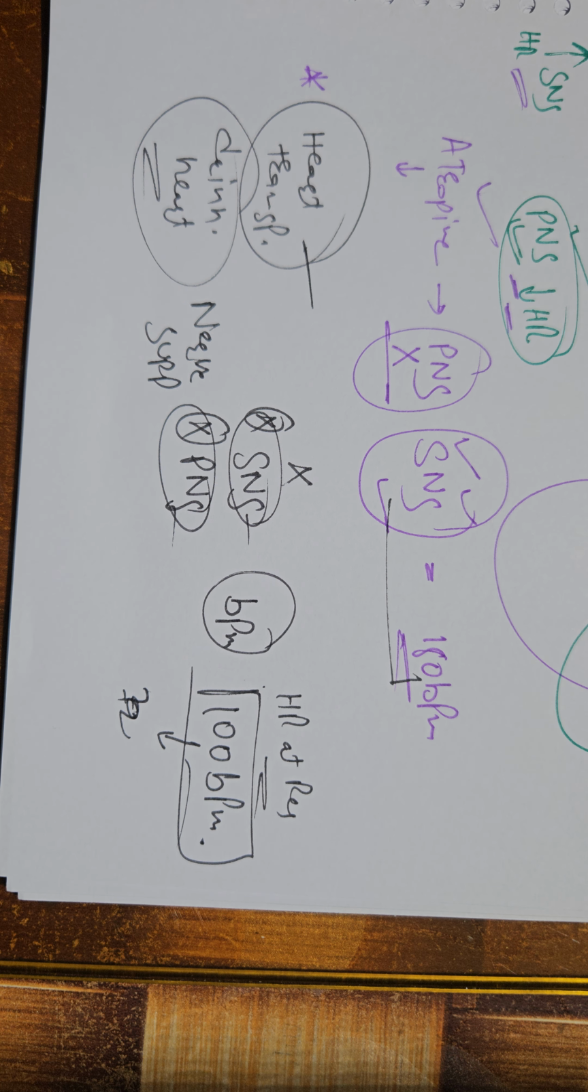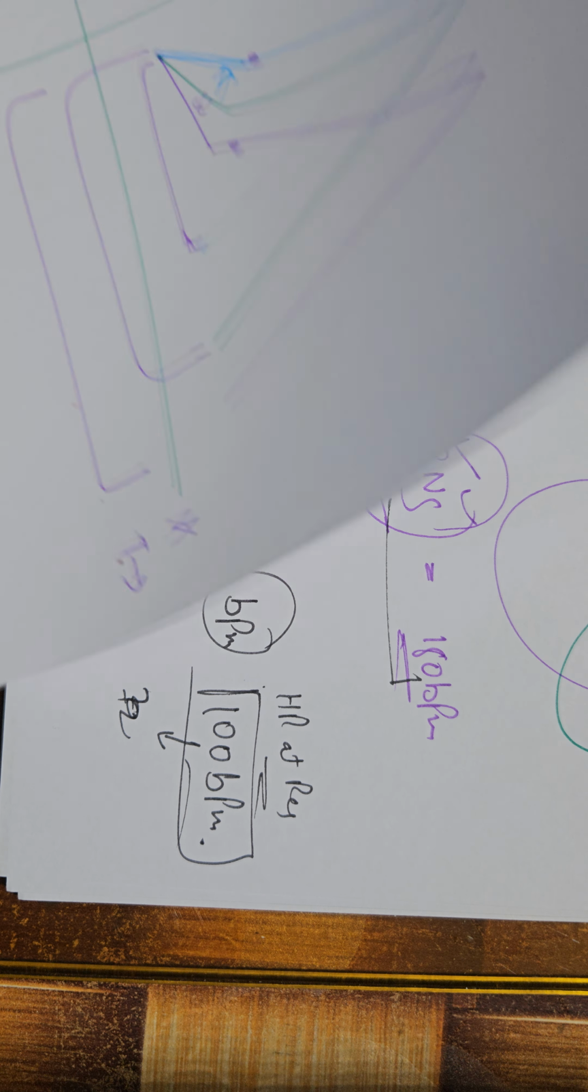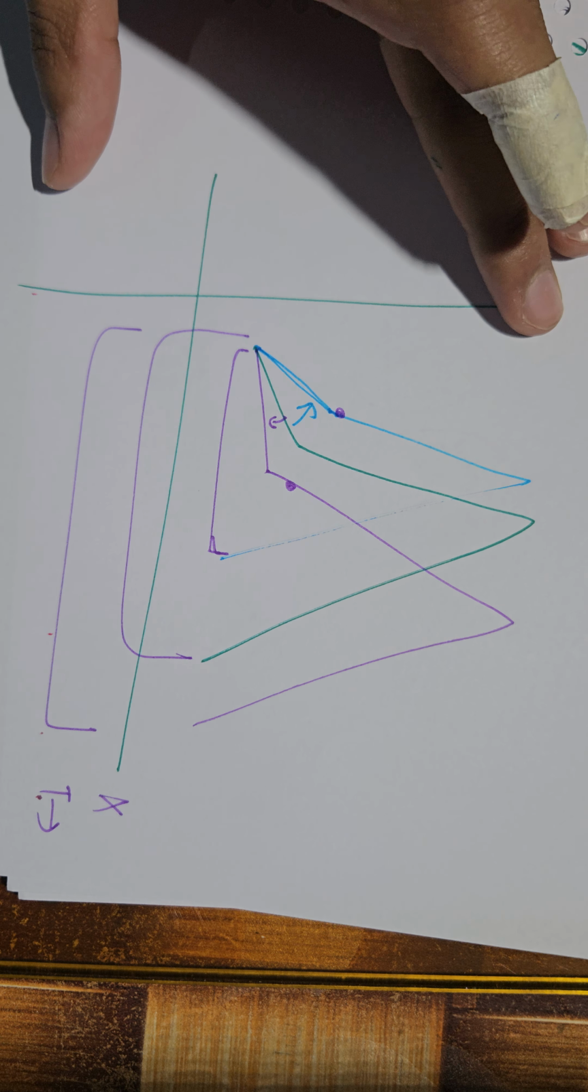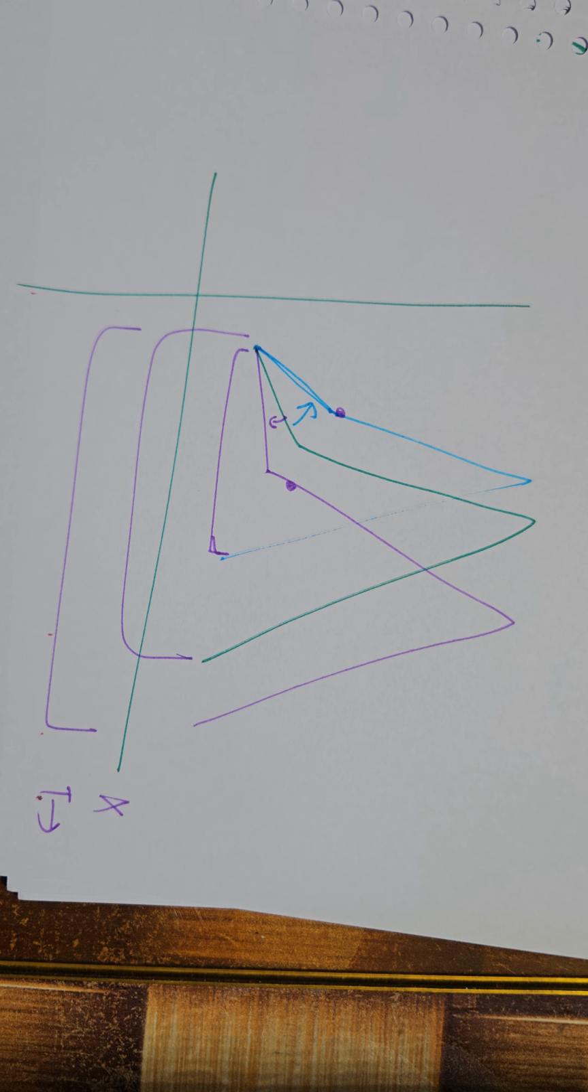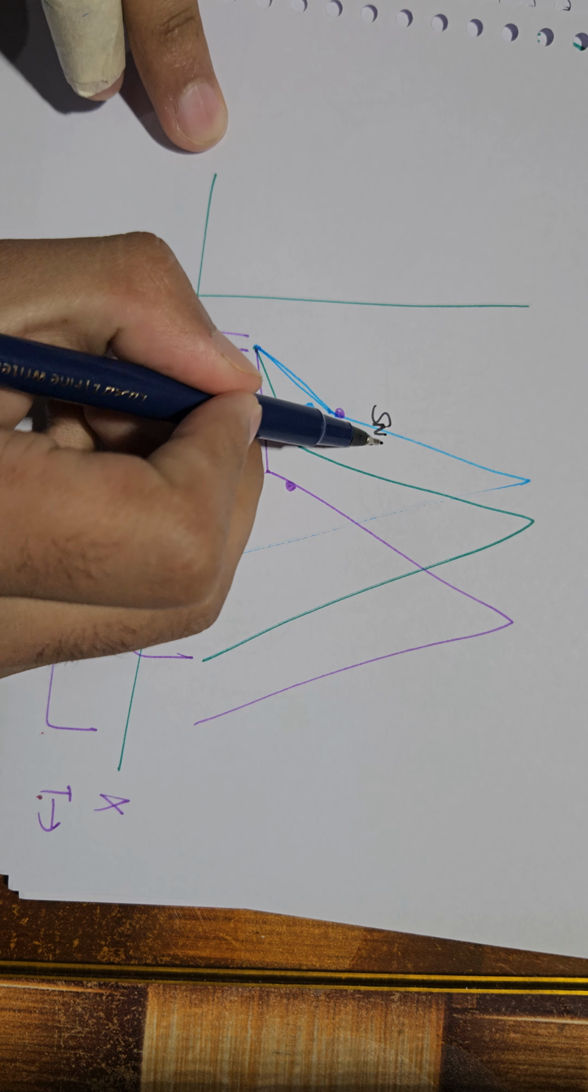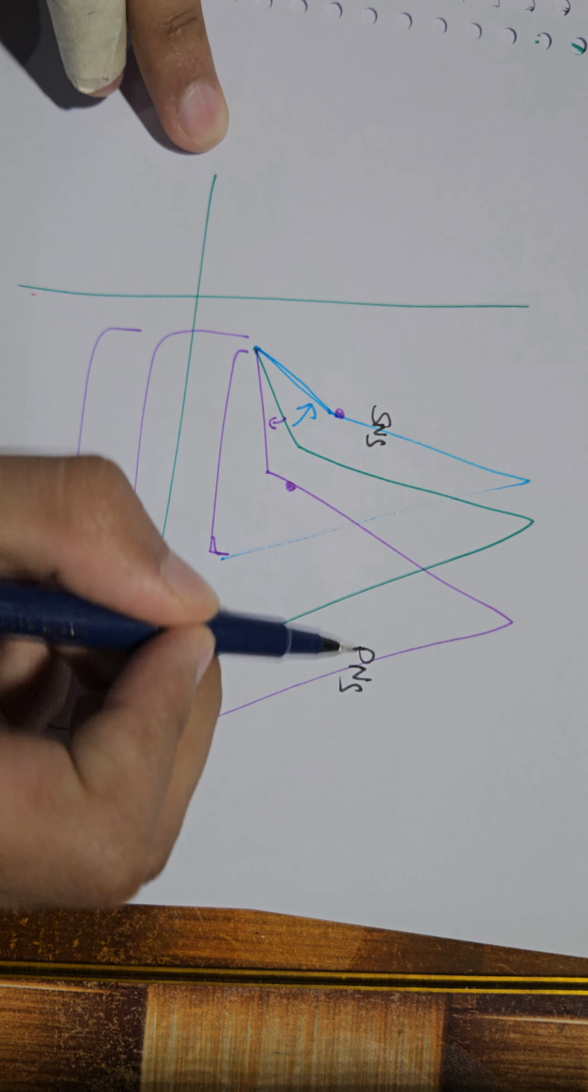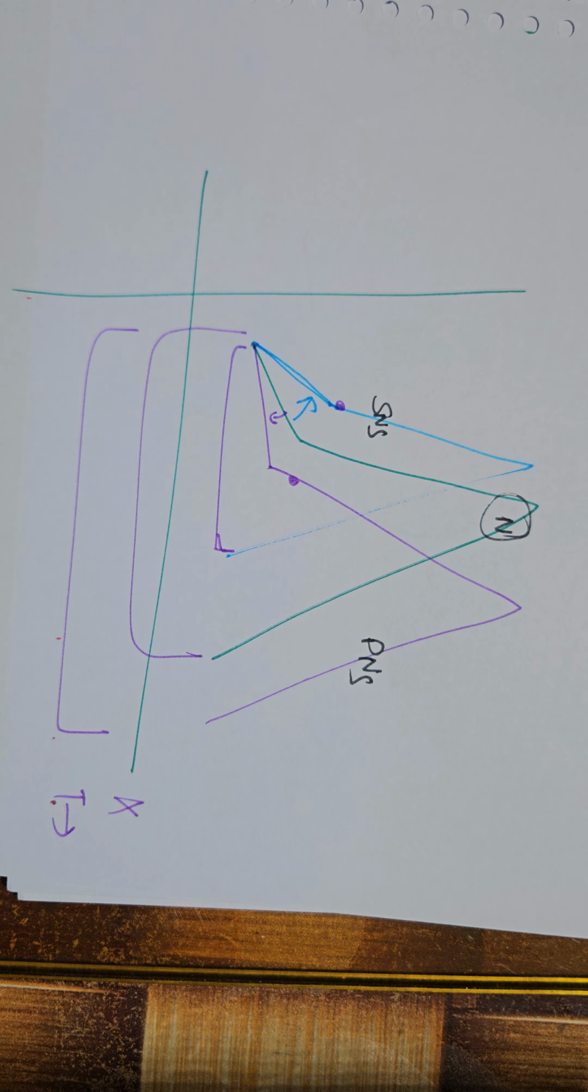So this right here was the effect of the sympathetic and parasympathetic nervous system on the SA nodal action potential. This was the effect of the sympathetic nervous system, and this was the effect of the parasympathetic nervous system, and this is the normal action potential of the SA node.